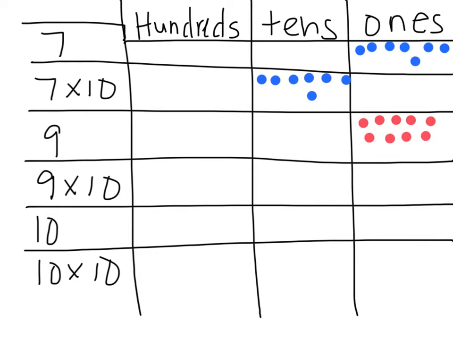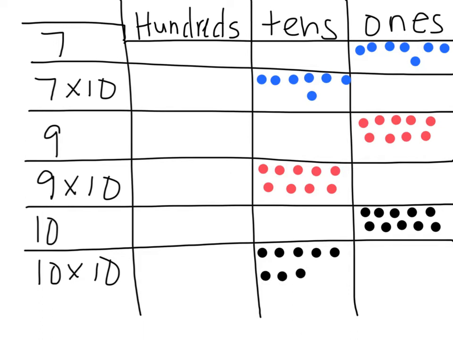Now, if we take 9 times 10, or 9 tens, we get an answer of 90, or 9 chips in the tens column. Finally, let's look at 10. 10 can be represented with 10 chips in the ones column, and 10 tens, or 10 times 10, would be 100, or 10 chips in the tens column. Are you seeing the pattern?